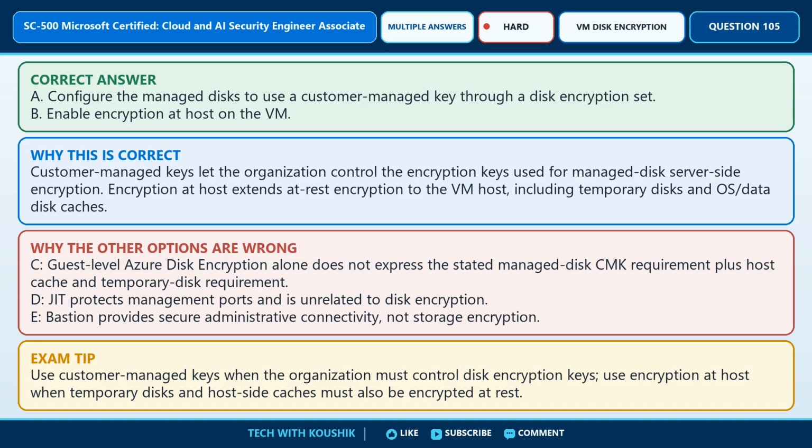The other choices do not satisfy the requirement because C. Guest-level Azure disk encryption alone does not express the stated managed disk CMK requirement plus host cache and temporary disk requirement. D. JIT protects management ports and is unrelated to disk encryption. E. Bastion provides secure administrative connectivity, not storage encryption. Exam tip. Use customer-managed keys when the organization must control disk encryption keys. Use encryption at host when temporary disks and host-side caches must also be encrypted at rest.